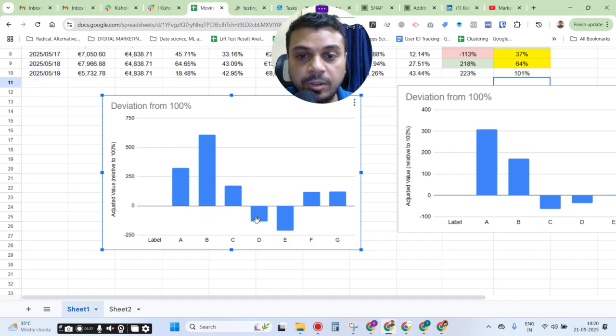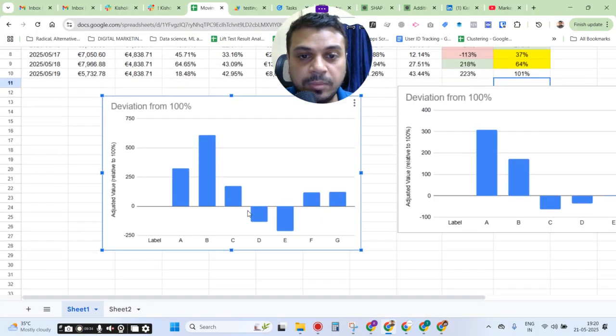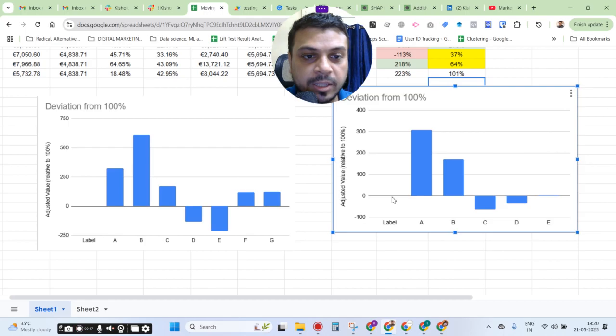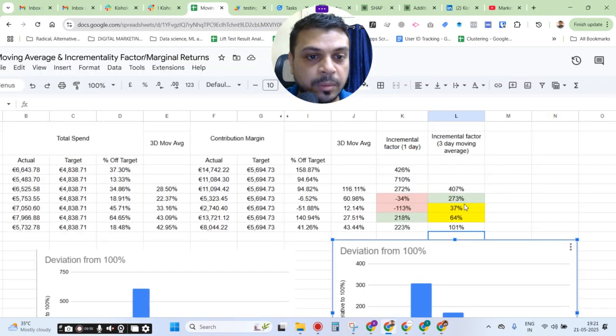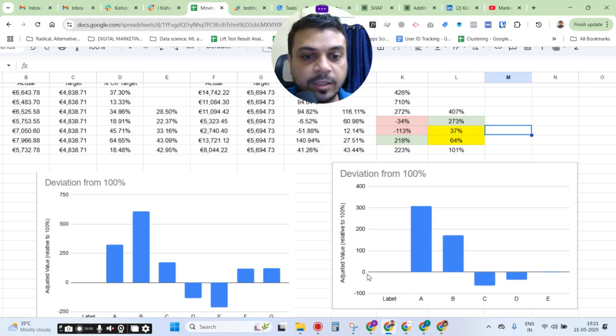And if I just click on it here, you'll see that this first one corresponds to the 1 day incremental factor column. These numbers here are actually adjusted values. This is probably just a screenshot, and it's happening in the next sheet. If I click on this one here, you'll see that this is minus 63%, and this is minus 36%, but none of that is here, because it's being adjusted with respect to 100. So the 0 here stands for your 100, the deviation from the 100%.